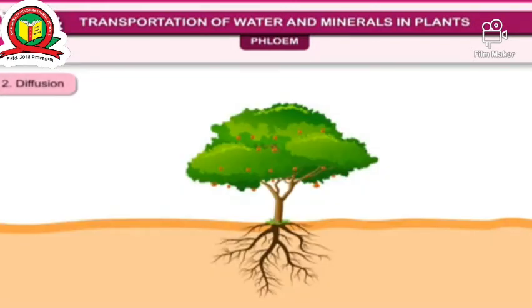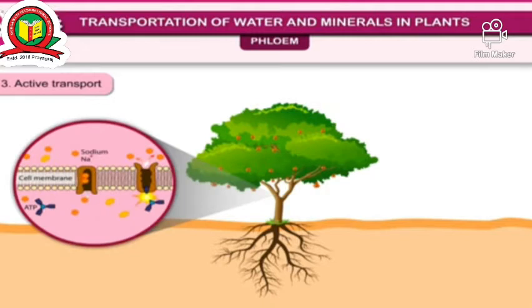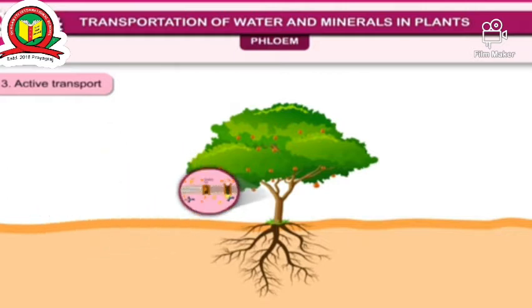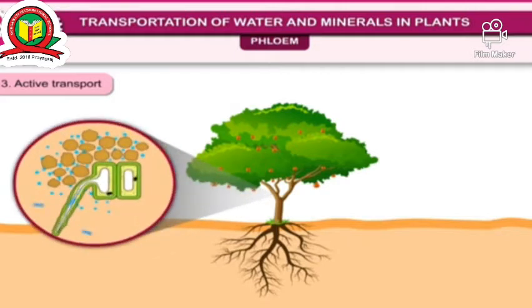2. Diffusion. It involves the movement of any molecules, solid, liquid, or gas, from the region of higher concentration to the region of lower concentration. 3. Active transport. It involves the movement of substances from a less concentrated region by utilizing energy in the form of ATP. Mineral salts are absorbed by the roots through active transport.